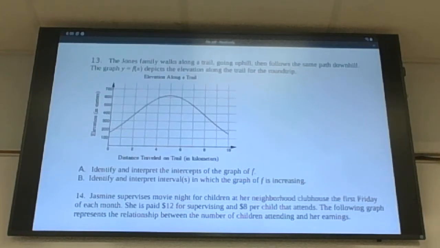I'd say. Let's hear your sentence. No. Letter A. Identify and interpret the intercept.